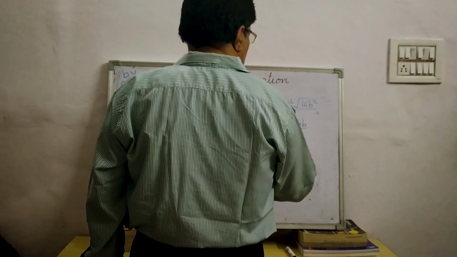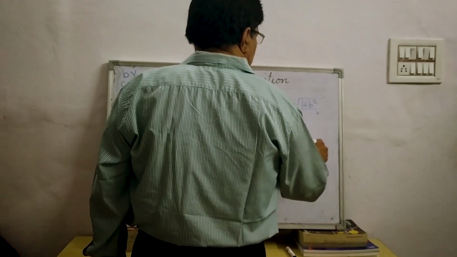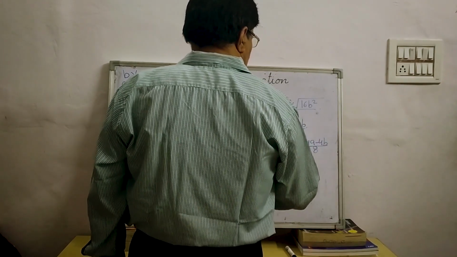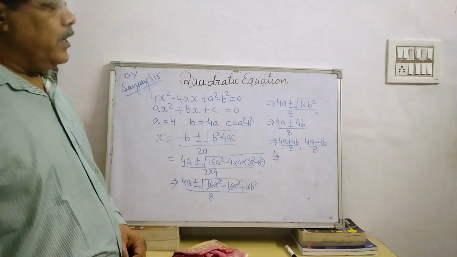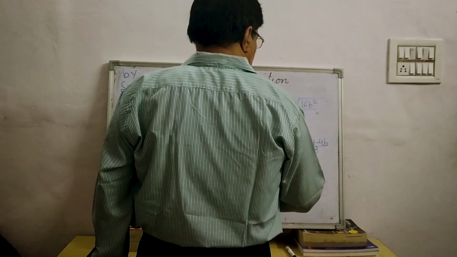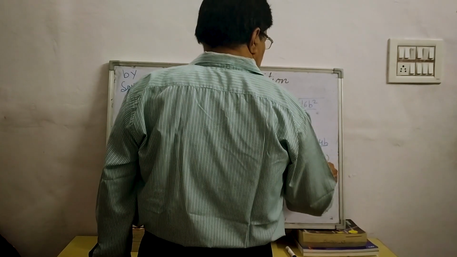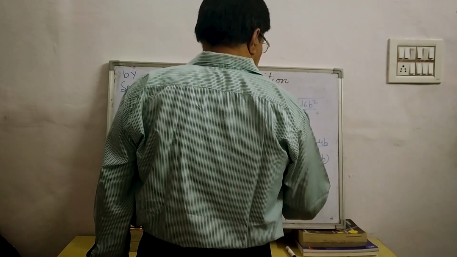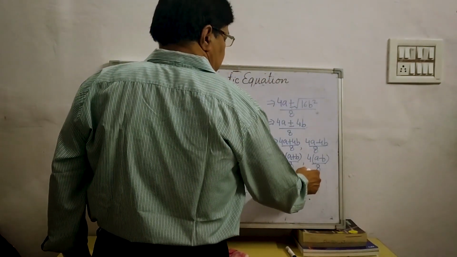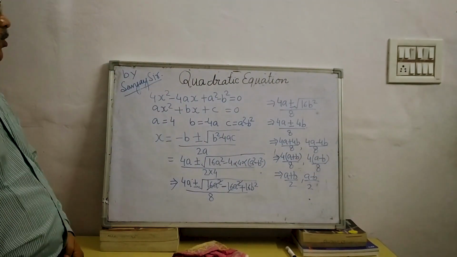Now two values are there. 4a plus 4b upon 8, and second value is 4a minus 4b upon 8. Now simplify it further. 4 is common, take common, a plus b upon 8. Similarly here 4 is common, a minus b upon 8. So this will be cancelled out, a plus b upon 2. Clear? And here again a minus b upon 2. So this is the solution of this type of questions.